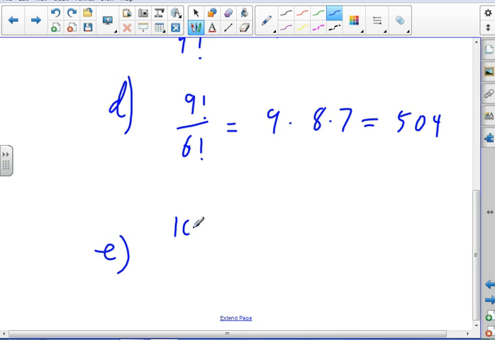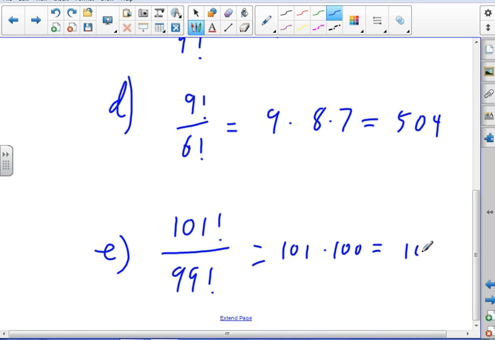Now this is one where you could hose yourself over. 101 factorial divided by 99 factorial, because if you put 101 factorial into your calculator, it'll probably give you an error. So you couldn't just put it in. That's clearly 101 times 100, which would be 10,100. So you'd have to get the answer that way. Well, let's hope we have some factorial stuff on the next test.